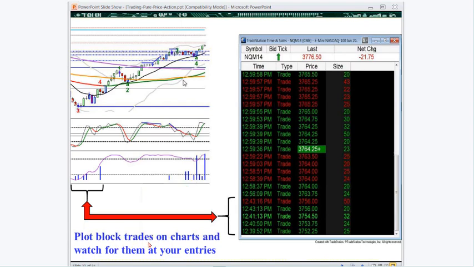Block trades. Now, this is the NQ, the NASDAQ 100 futures. And this is another thing that I went in and changed, where I said, okay, TradeStation, I only want you to plot trades on here that are 20 contracts or more.